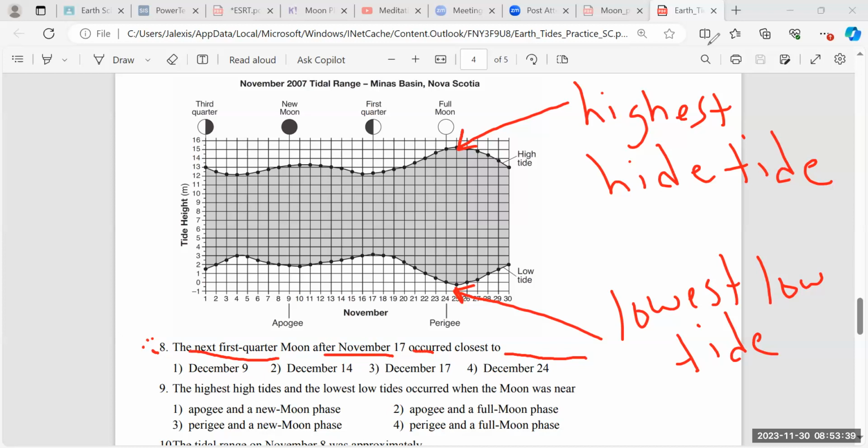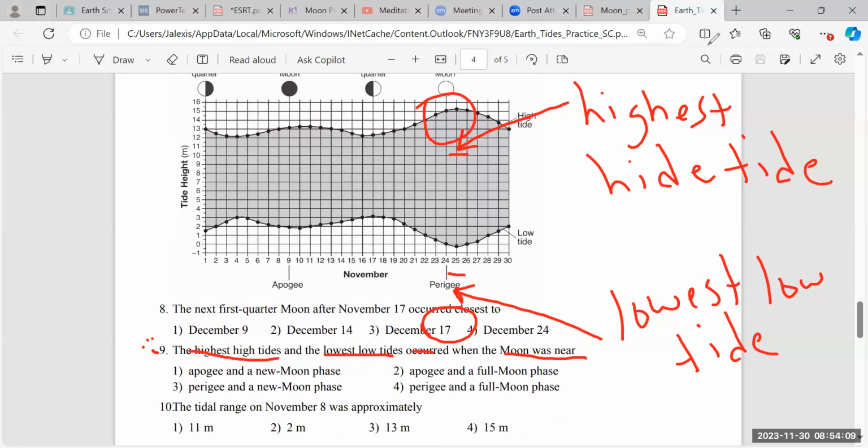So where is it near? Where I see the highest high tide and the lowest low tide, it looks to be about November 25th. And what two things do I see? I see it's close to a full moon and it's close to perigee. So the correct answer has to be the option that has a full moon and perigee, because that's on the graph. The correct answer ends up being perigee and full moon, choice 4.